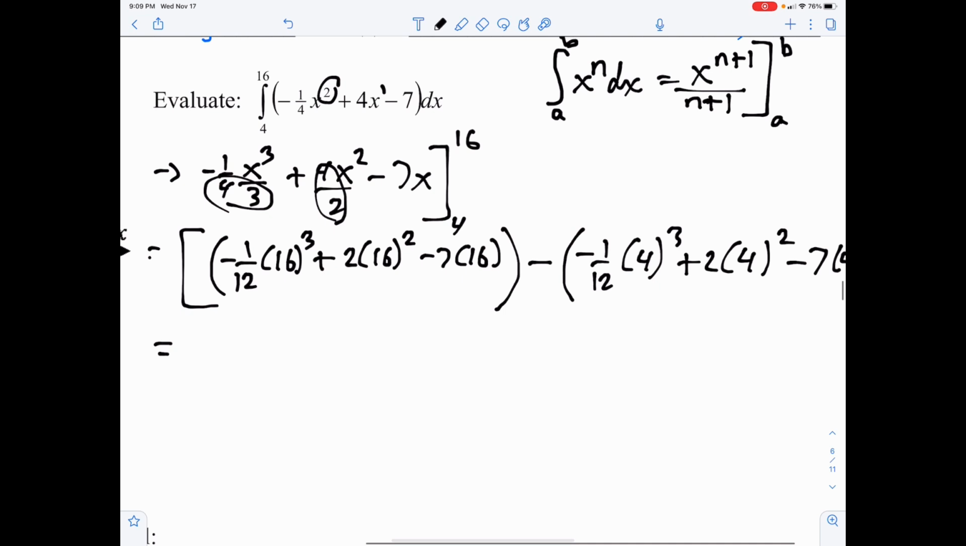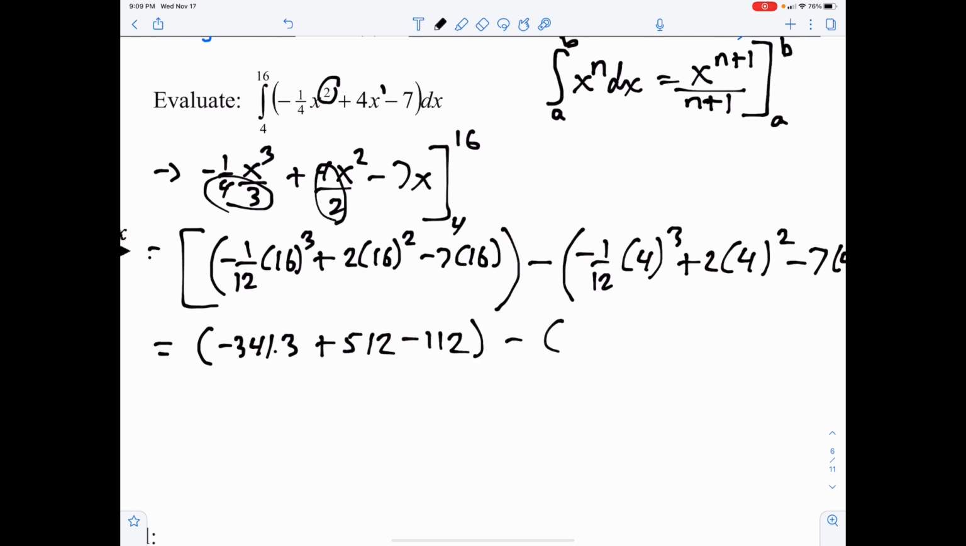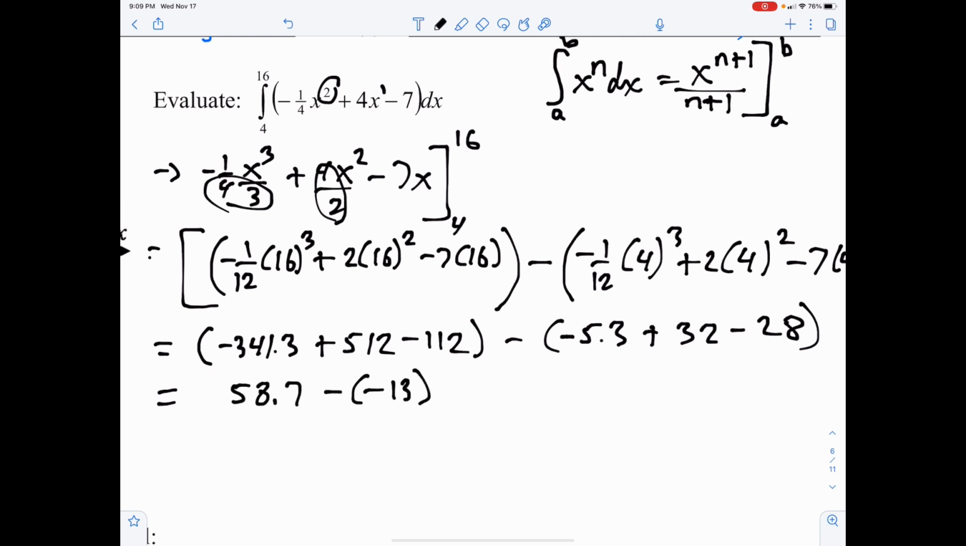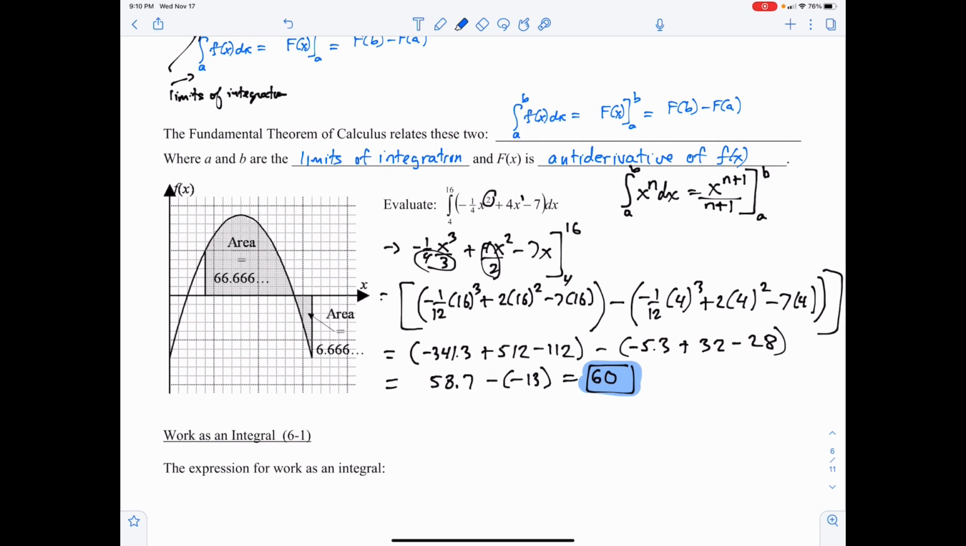Okay, cleaning this up a little bit, this would give us about negative 341.3 plus about 512 minus 112, minus, and then over here we have negative about 5.3 plus 32 minus 28. Okay, so that would be 58.7 minus negative 1.3, which is 60. Basically, it's approximately 60.